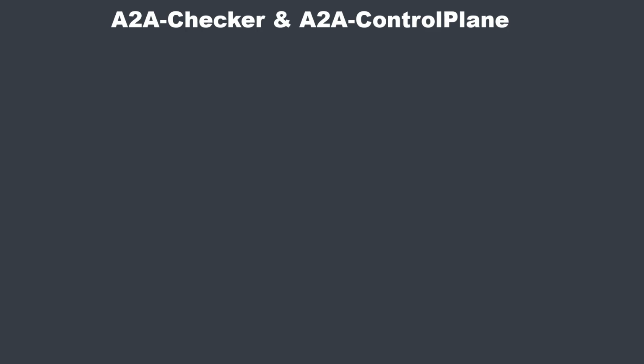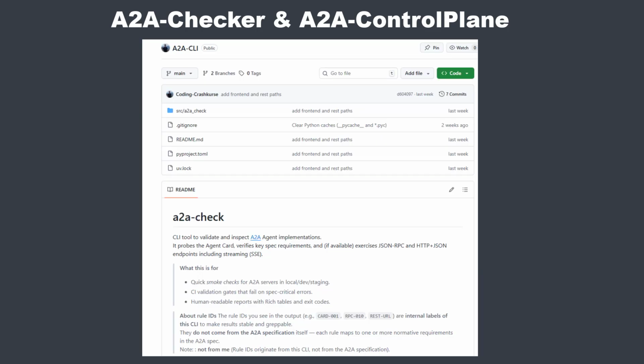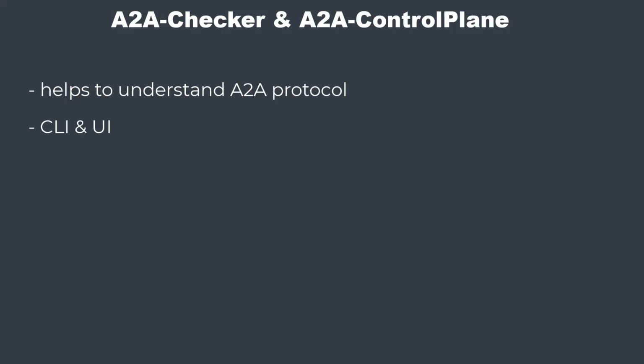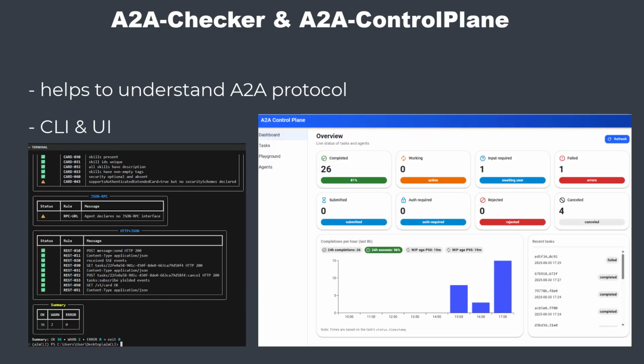Hi, today I want to introduce a library that can help you to build and control agents using Google's A2A protocol. It also provides a way to better understand A2A and its stateful lifecycle. The library is called A2A Checker and gives you a CLI and even a user interface to monitor your agent. And yes, I'm the creator.